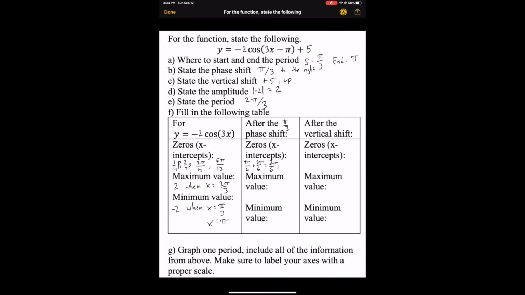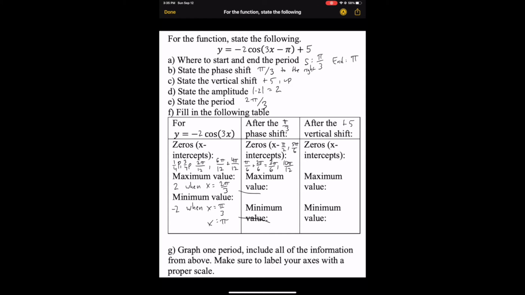And then 4 pi over 12 plus 6 pi over 12, well, I guess we can just add that. And that's going to be 10 pi over 12. And of course, we can simplify that to pi over 2 and 5 pi over 6. The maximum value, those are going to stay the same until we get to the vertical shift. So vertical shift, we're going to go up 5.